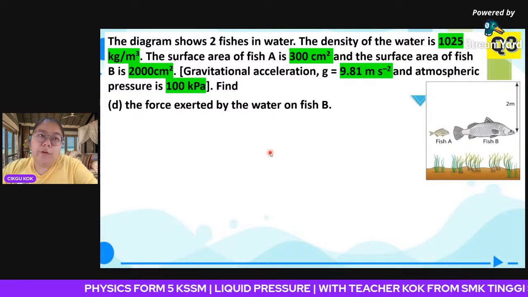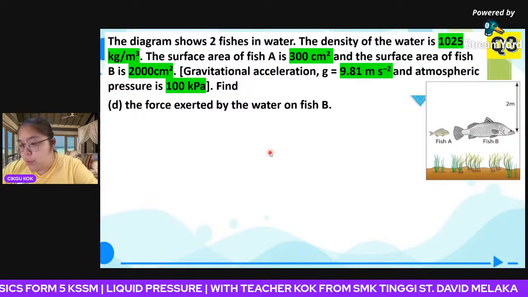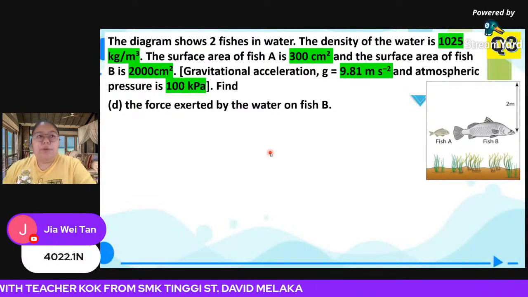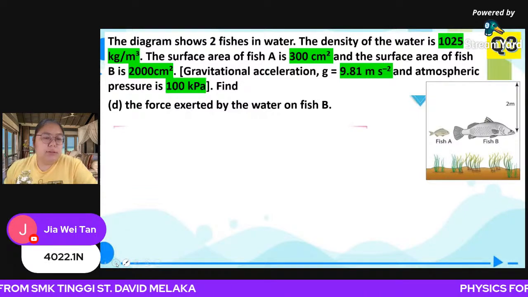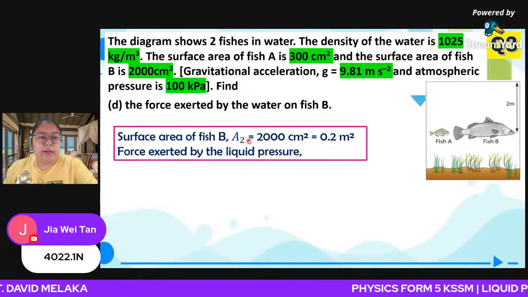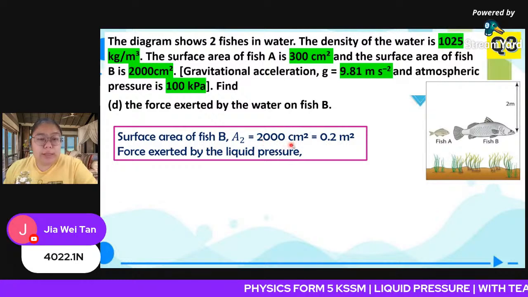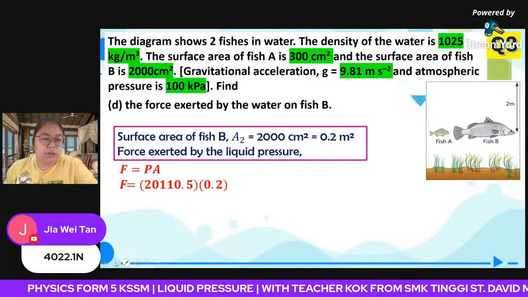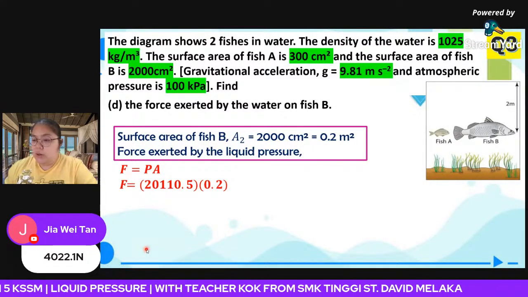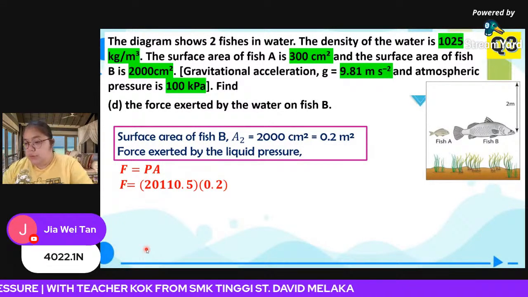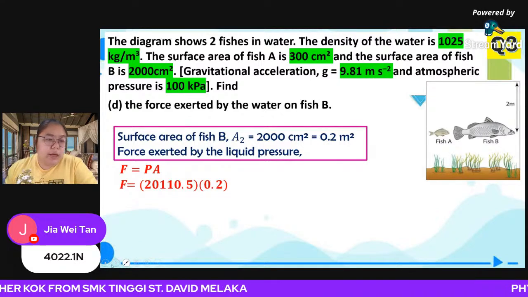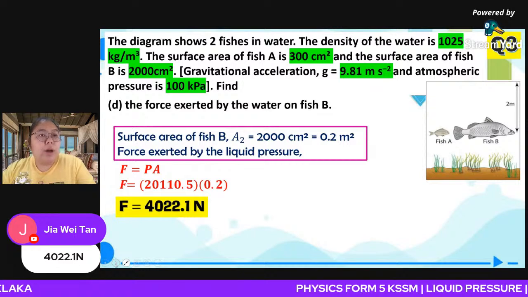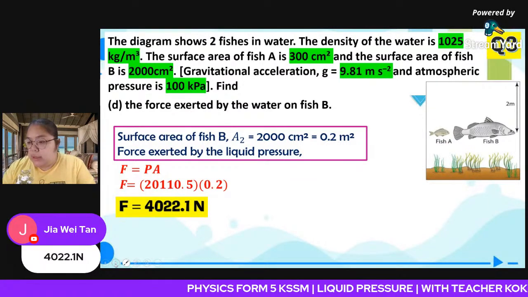4022.1 Newton. Java also the same. Now we're going to check. The surface area for the B is now 2000 cm square. I convert it to meter square, it becomes 0.2. Now I continue using the same formula. Sikajing also the same, Yenru also the same. The final answer is 4022.1 Newton. That's correct. Thank you for the student.